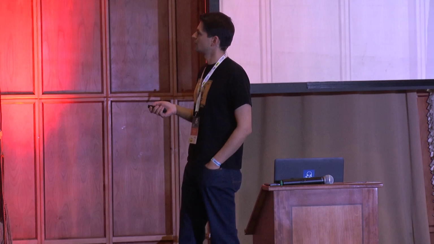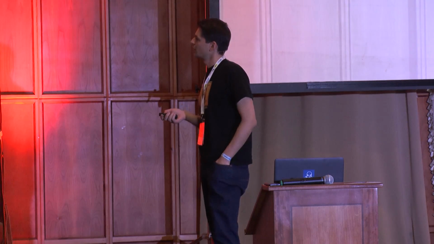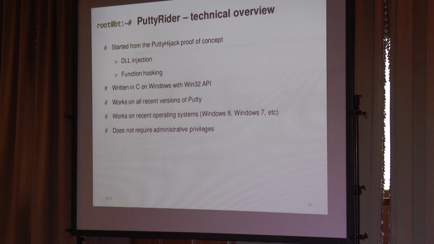It's written in C, on Windows, and uses the Win32 API. And actually works on all recent versions of Putty. And furthermore, does not require administrative privileges. So if you gain access to an administrator's machine with his own credentials, and he is not local administrator, PuttyRider still works, because it injects into a process started by the same user.